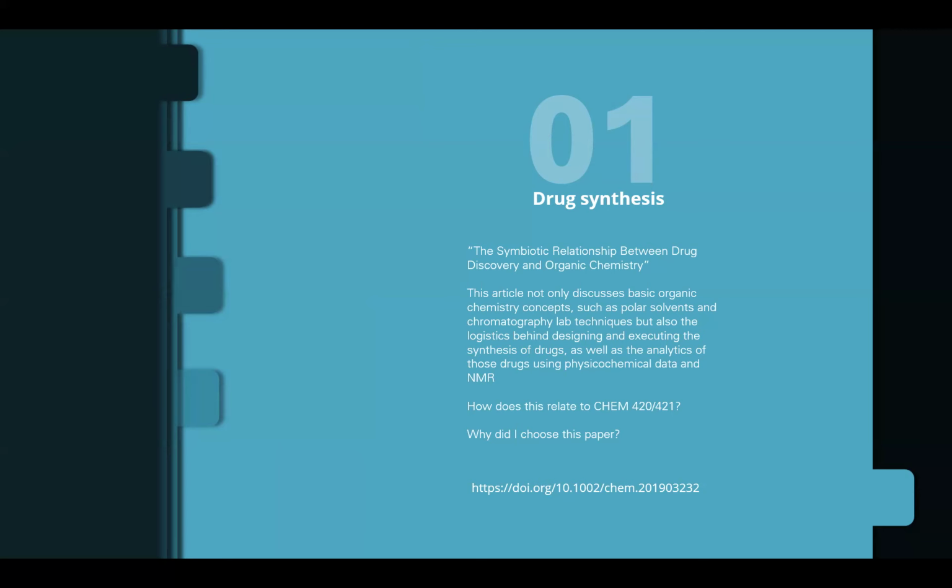I picked this article because I felt it did a good job at bringing up topics that we not only learned in Chem 421, but also in Chem 420. And it discussed how the process of drugs are made, such as experiments, how they're created and executed, and how the purity is checked in qualitative analysis while using GC and HPLC, which we use quite a bit this year.